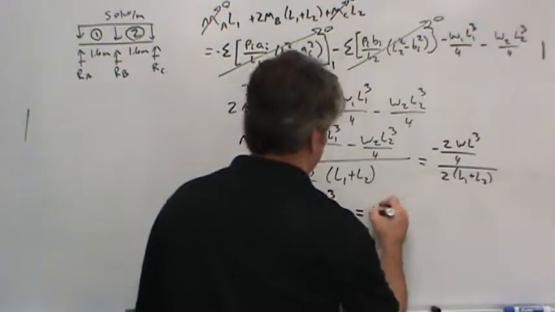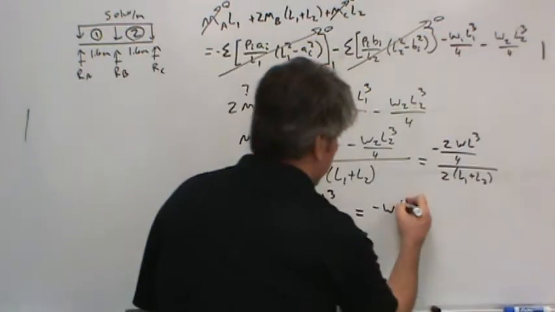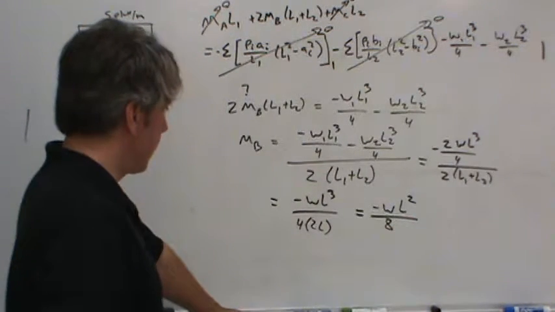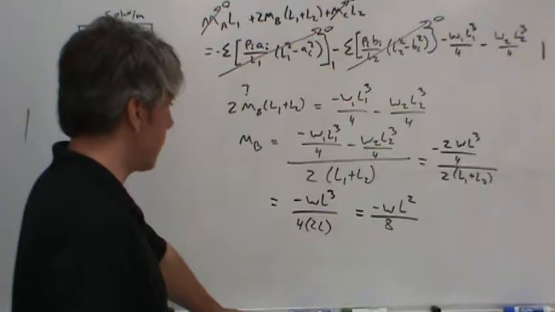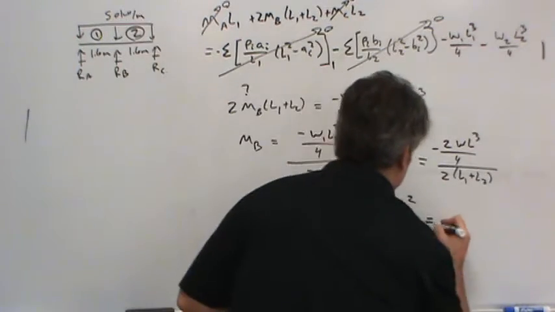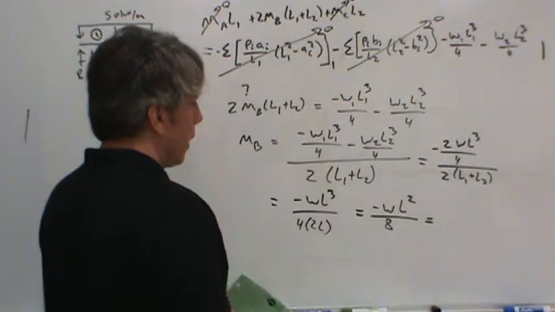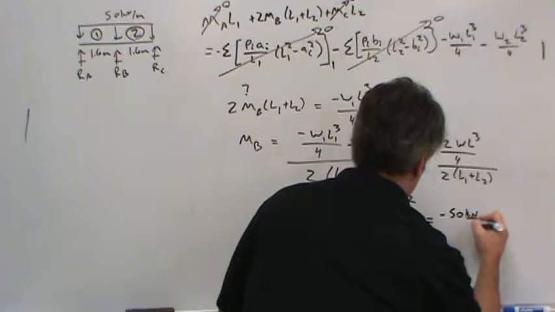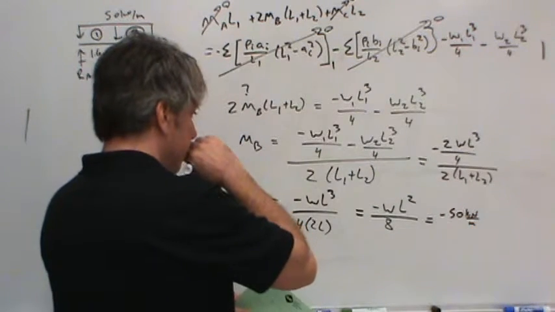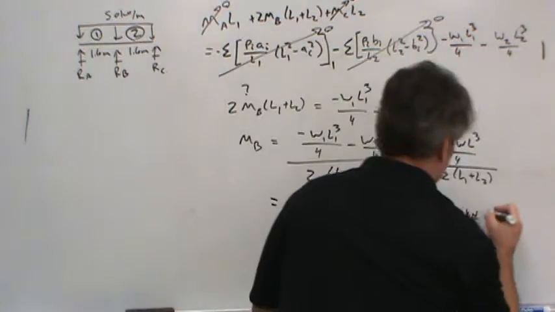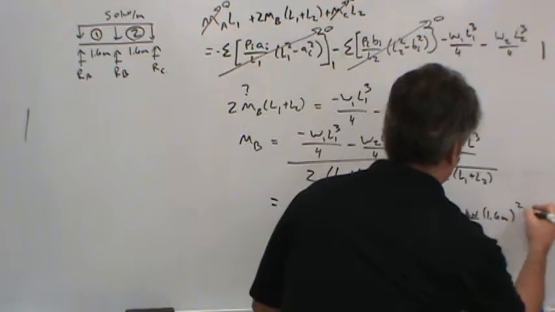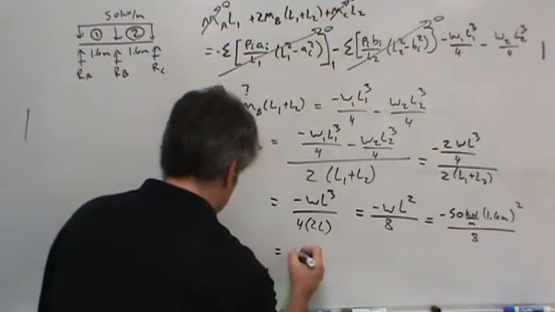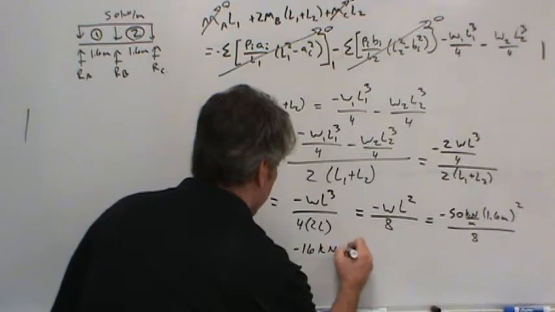Well, we can simplify a little bit further. Minus W, one of the L's will cancel. We'll have L squared over 8. I think that's right. Let me check. Yeah, that's right. So now we can calculate the magnitude of the moment in the beam. The distributed load is 50 kilonewtons per meter, and L is 1.6 meters. That has to be squared and then divided by 8. When you plug all of this into your calculator, you'll find that the moment at B is negative 16 kilonewton meters.